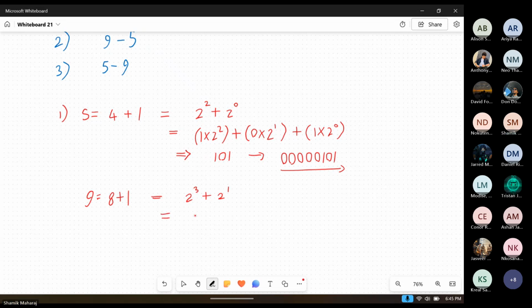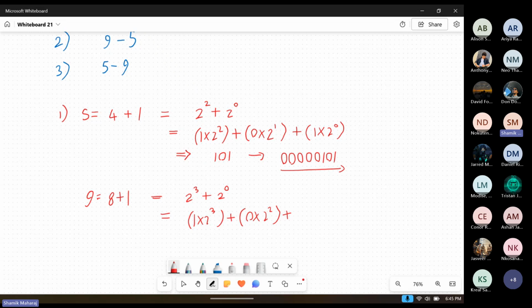And write this in expanded form. So this is 1 times 2 cubed. All right. 2 squared doesn't exist. So we'll write 0 times 2 squared. Something gone wrong here. Oh, sorry. This is 2 to the 0, right? That should be a 0, not a 1. Sorry. 2 to the 0 gives us 1.